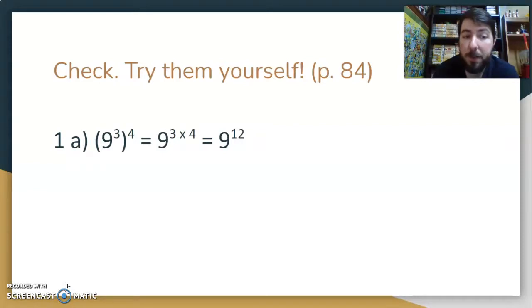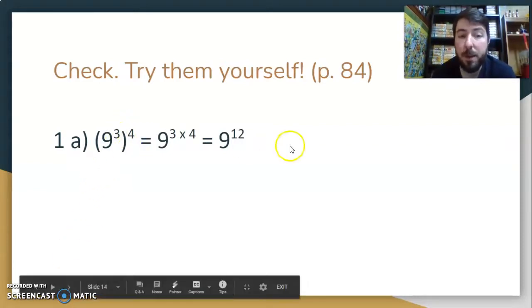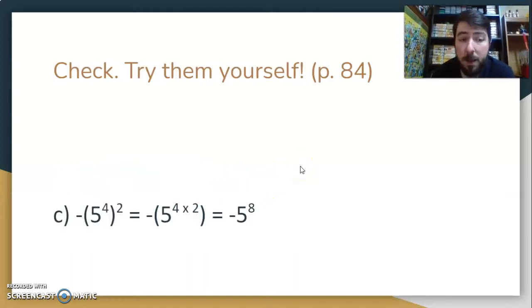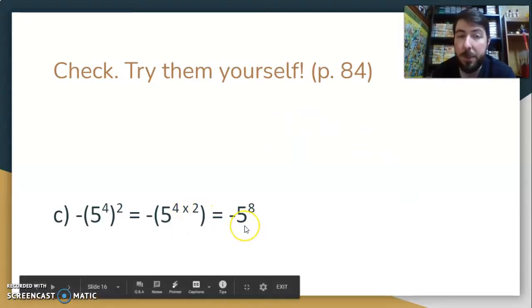So 9 to the power of 3 to the power of 4, we just multiply 3 times 4, and we get 9 to the power of 12. Negative 2 to the power of 5 to the power of 3 is just negative 2 to the power of 5 times 3, which is negative 2 to the power of 15. And this last one, negative 5 to the power of 4 to the power of 2 equals negative 5 to the power of 4 times 2, which equals negative 5 to the power of 8.